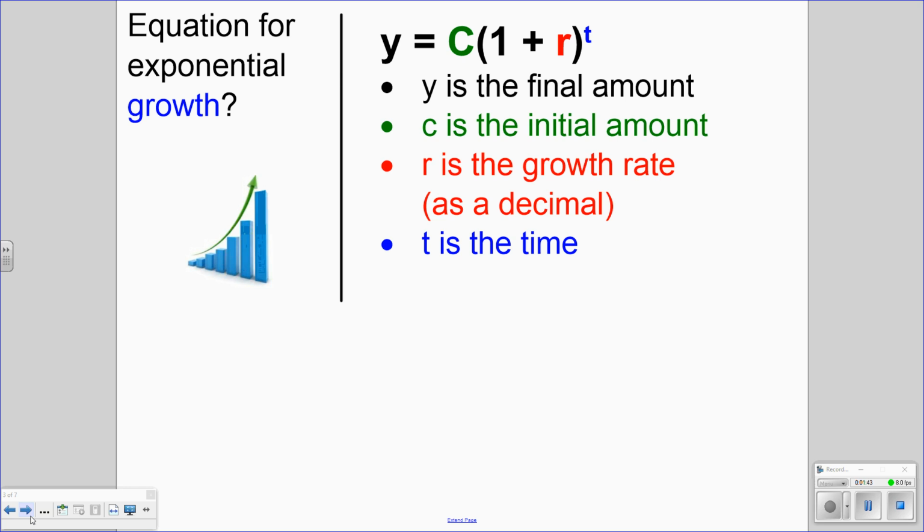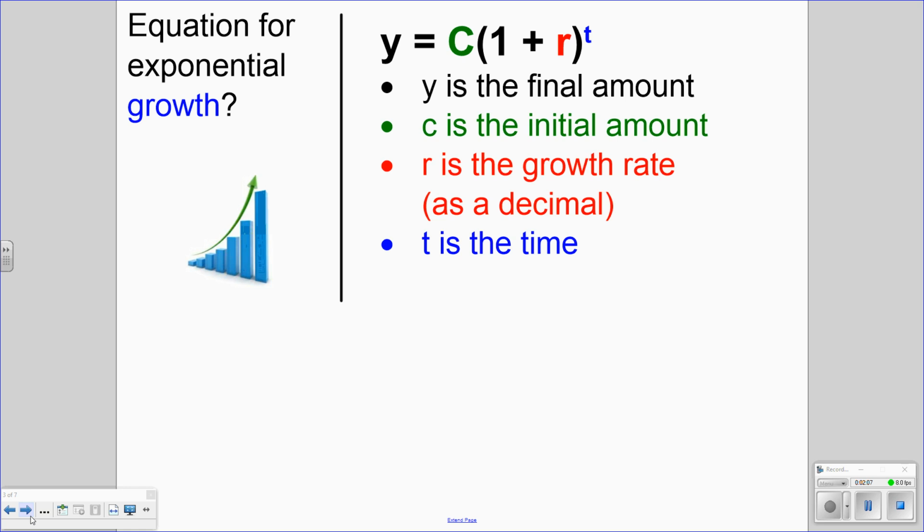Now, our equation for exponential growth when we're dealing with the rate is going to be y equals C times (1 plus r) to the t. Remember that we're going to add that rate to 1. y is going to be our final amount, so we're not going to have to do anything special with this after we're done. After we plug in all of our values, we'll end up with our final amount. C is going to be the initial amount. That's going to be the y-intercept, the amount that we're starting with.